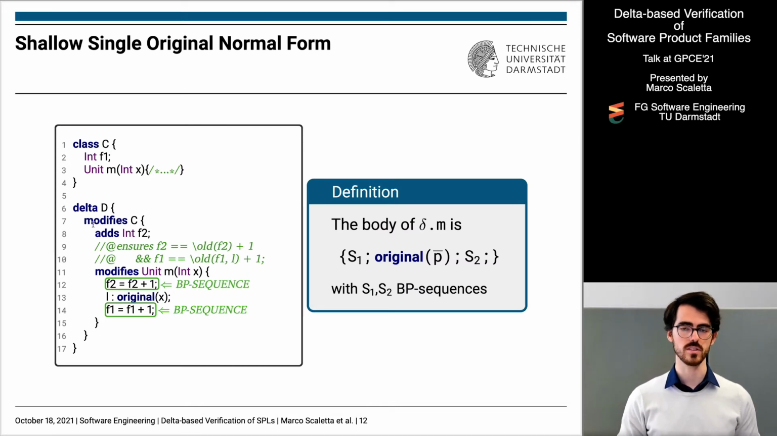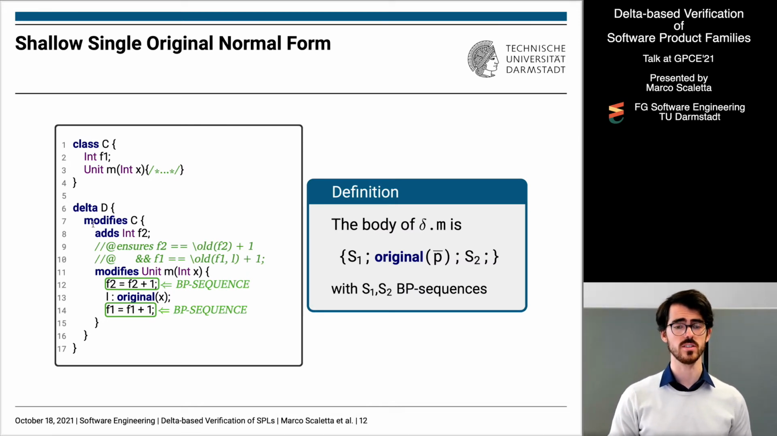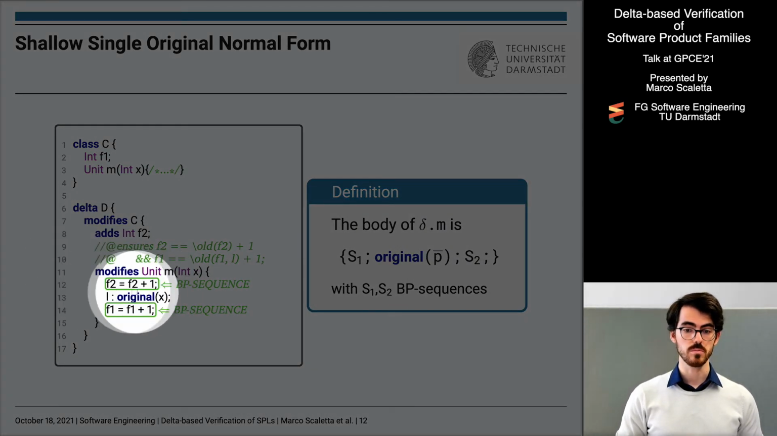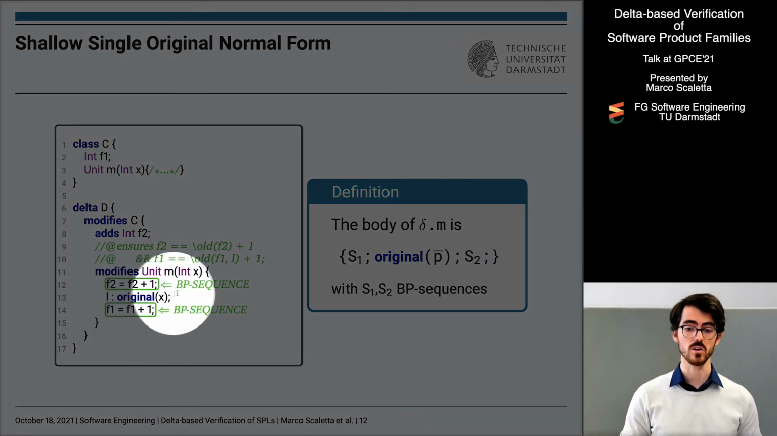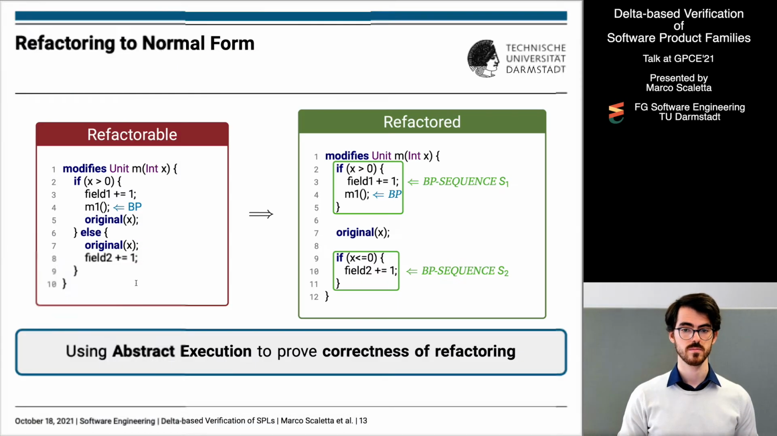Now we have the core of our approach, that is the shallow single original normal form. In this form, there are two BP sequences that are wrapping the original call. In this way, the behavior of this method cannot be changed by delta applications in an indirect way. It's possible to refactor to the normal form even methods that are not in the normal form.